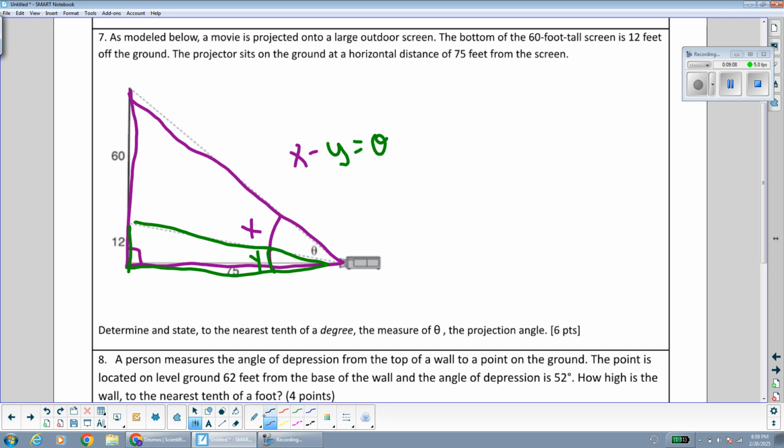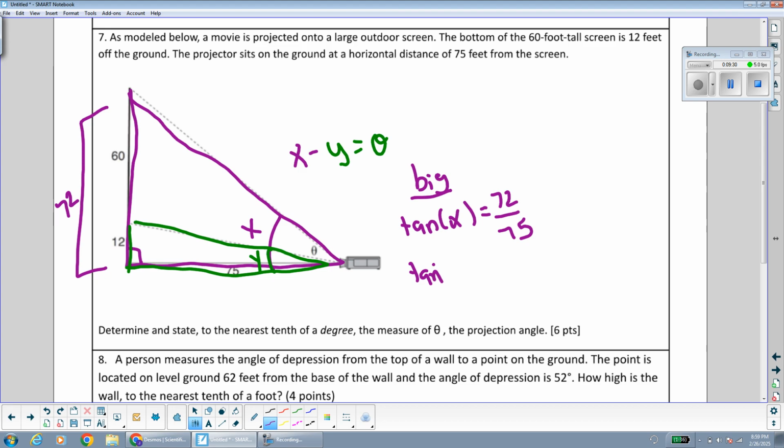So I'm going to do the big right triangle first. From this angle, we have opposite, which is 72, and we have adjacent, which is 75, so that's tangent. To find the angle, if you take the inverse, that gives you the angle.